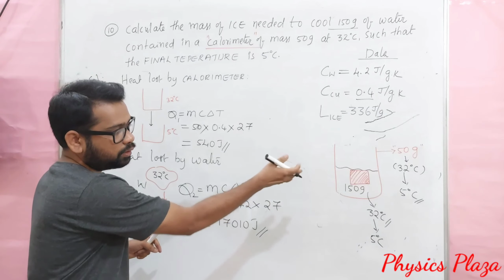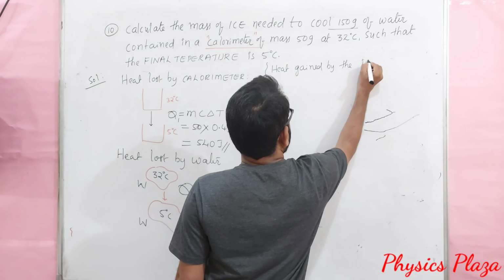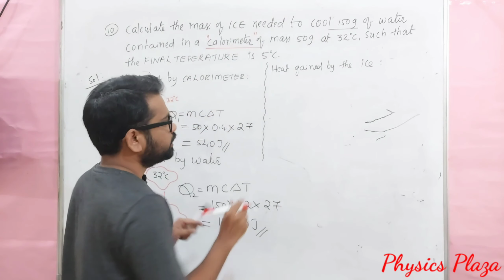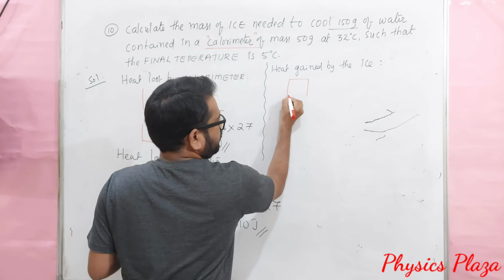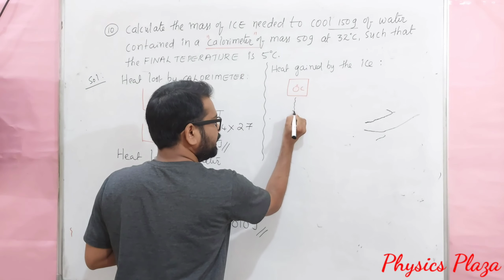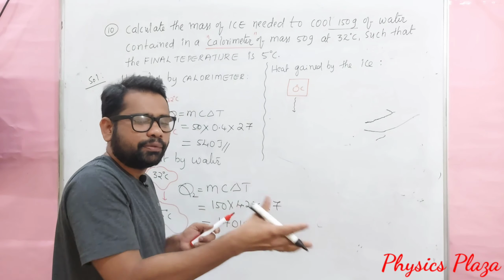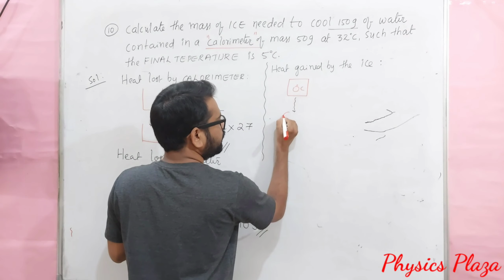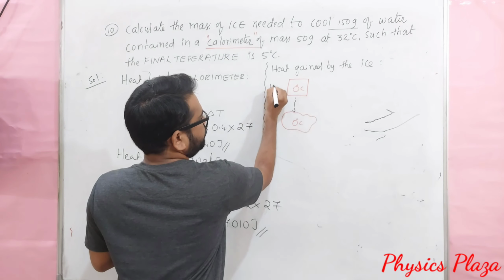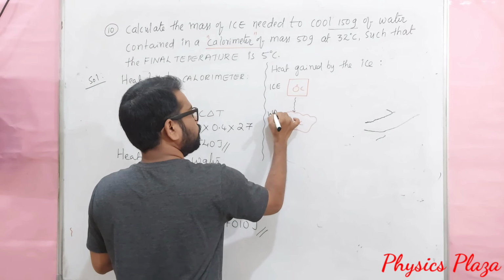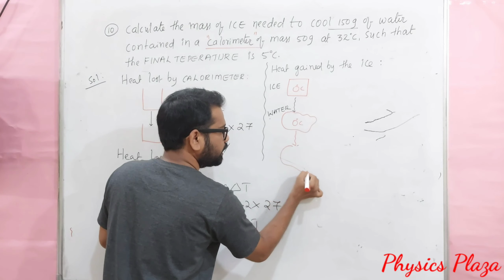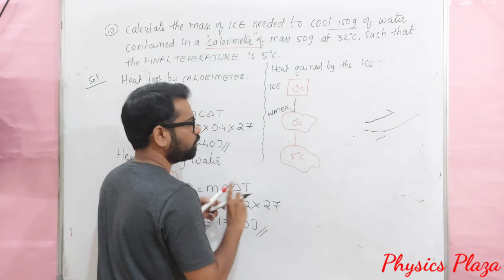On the other hand, we have to calculate the heat gained by the ice. Children, here initially it is at 0 degrees Celsius, then it absorbs the heat from the contents, that is the hot water, and maybe the calorimeter also, then it will convert into water at 0 degrees Celsius. It is ice and it is converting into water at 0 degrees Celsius. Again its temperature is raised from 0 degrees Celsius to 5 degrees Celsius.